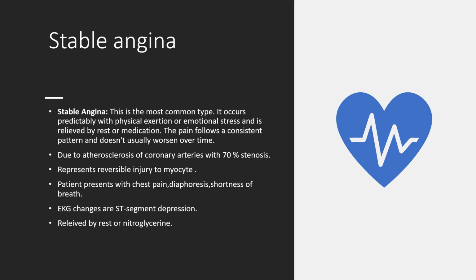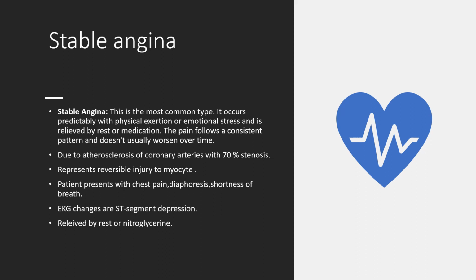Now, due to atherosclerosis of the coronary artery, it also represents reversible injury to myocytes. What do we mean by reversible? Whenever the stress is removed from the cells, they return to normal function, so it is called a reversible injury. An irreversible injury, again, progresses to necrosis or apoptosis.